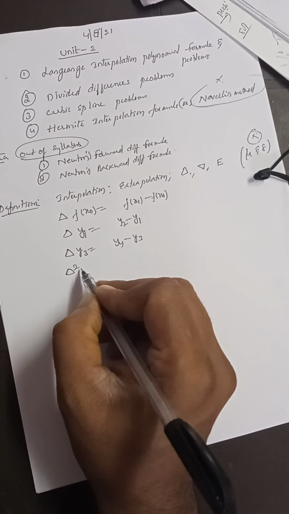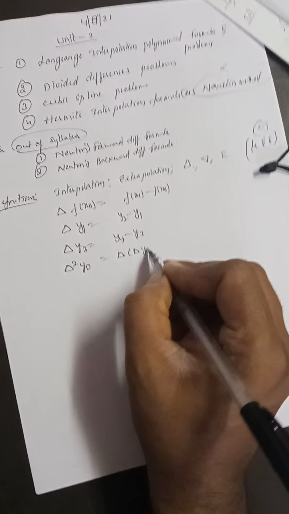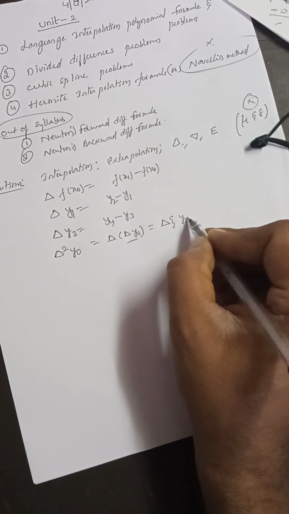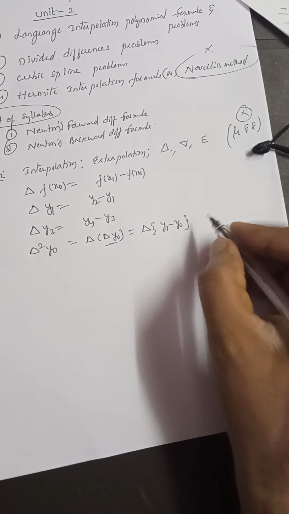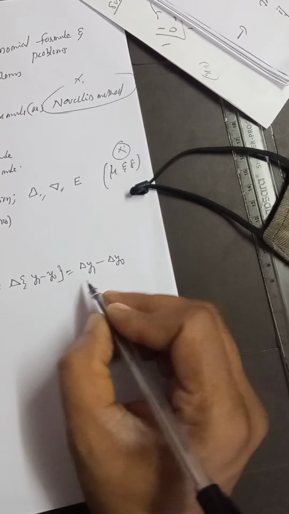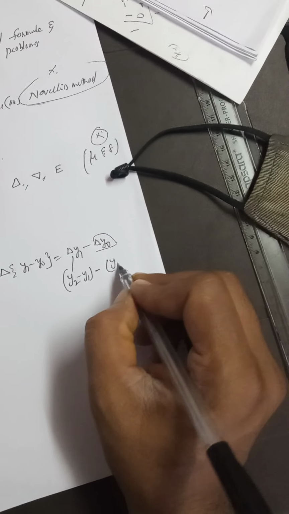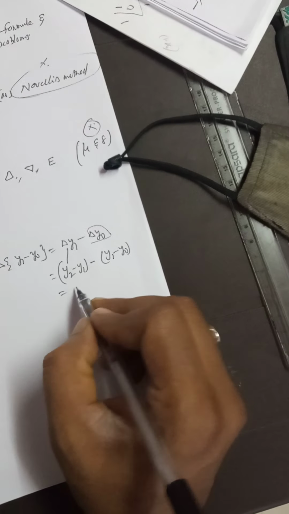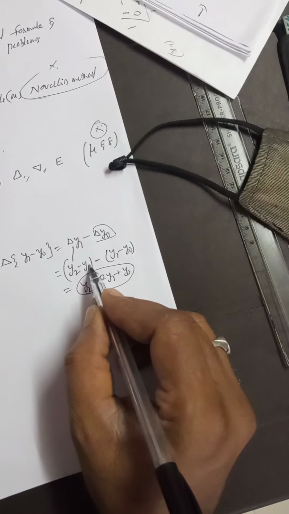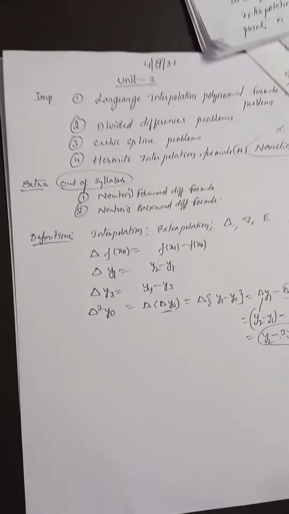Suppose you want to find delta square y0, which can be written as delta of delta y0. See, delta y0 can be written as y1 minus y0. Multiply delta inside: delta y1 minus delta y0. Now this can be written as y2 minus y1, minus of y1 minus y0. If you simplify this one, y2 minus 2y1 plus y0. See, minus y1 minus y1 is minus 2y1, minus of minus is plus y0. Remember, there is one shortcut.